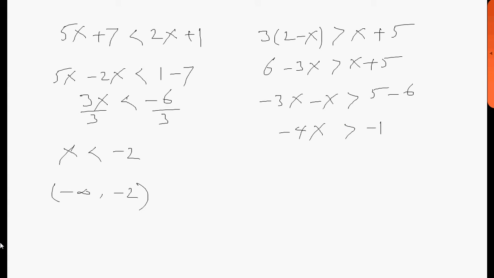So this gives me minus 4x is greater than minus 1. I divide both sides by minus 4. And since minus 4 is a negative number, I have to change the direction. This gives me x less than, it used to be a greater than, becomes a less than 1 over 4.